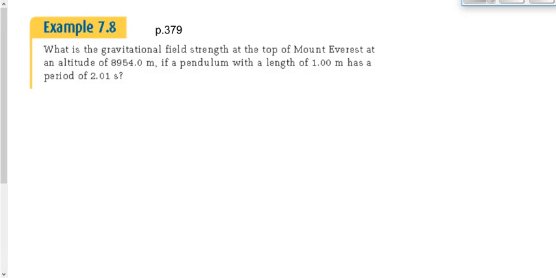All right, let's do a question here. This one is a question where we want to find the gravitational field strength at the top of Mount Everest. Basically, it's the same thing as you just did with the little activity, except it's at the top of Mount Everest, not on the floor of Holy Trinity. The length of the pendulum is a meter, and it has a period of 2.01 seconds.